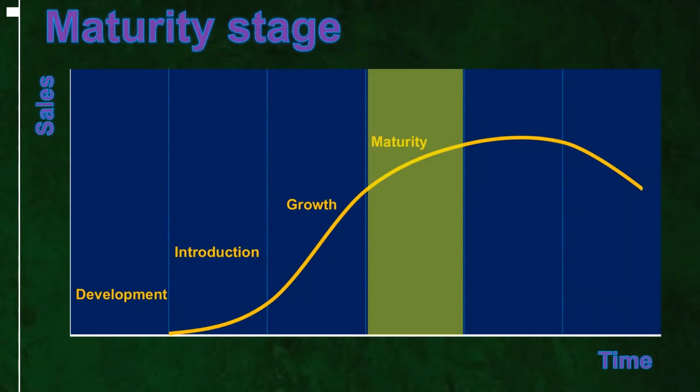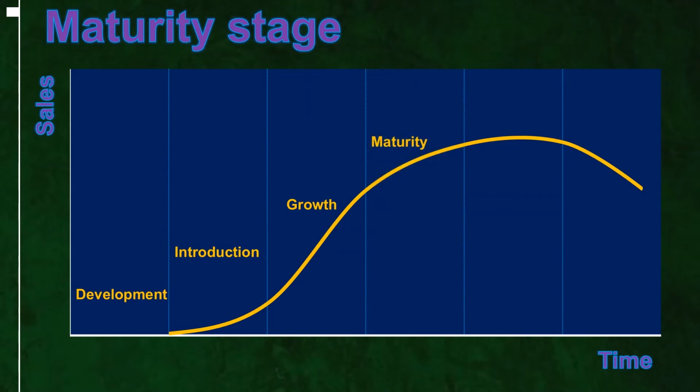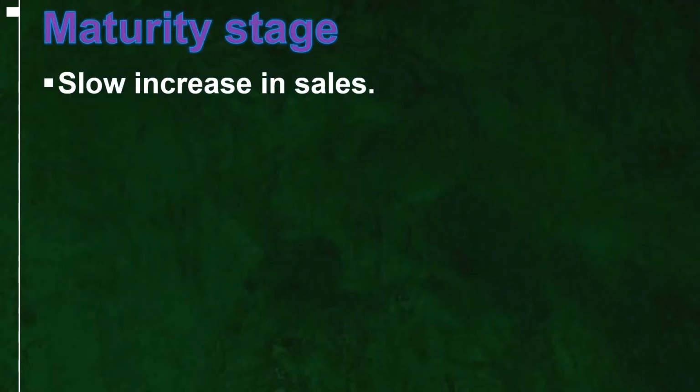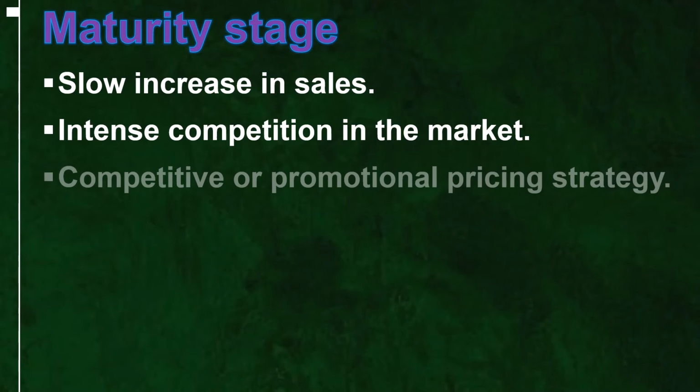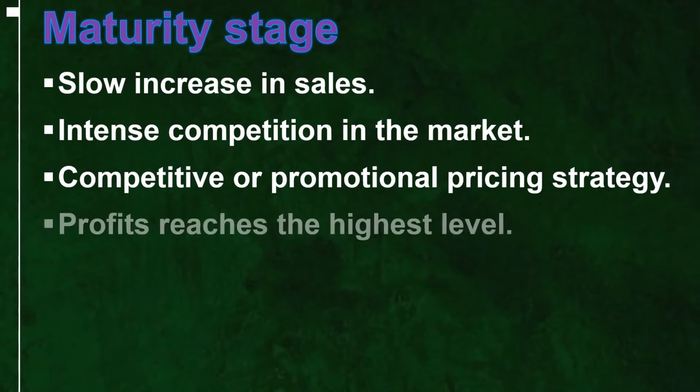Next, we look at the maturity stage. During this stage, sales now only increase slowly as competition becomes intense. Even pricing strategy has to be competitive or promotional pricing just to make sure customers are maintained. A lot of advertising is needed here just to remind customers that your product is still the best despite more other products now in the market. Profits are at their highest during maturity stage. Remember, development costs were already covered during growth stage.